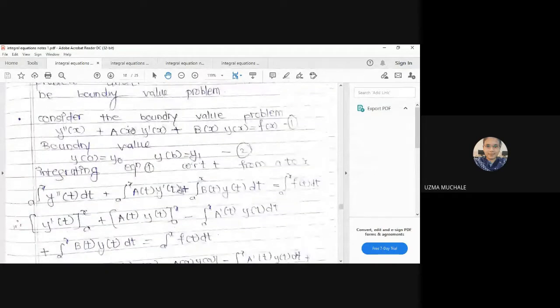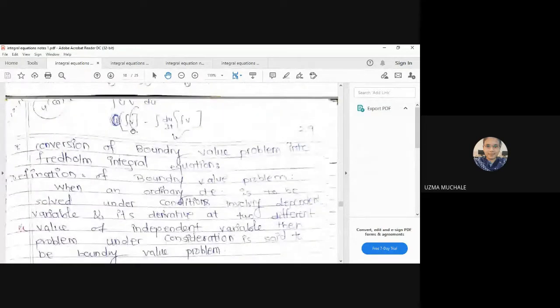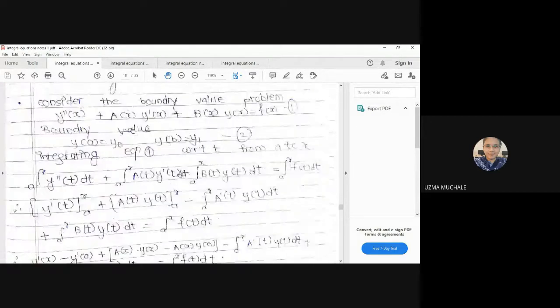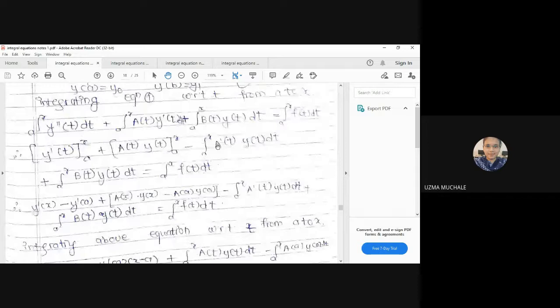The next one we have seen is that a boundary value problem will be converted to a Fredholm integral equation. So what is a boundary value problem? The value of the dependent variable is provided at two different values of the independent variable. Here y of a is given, y of b is given, or it may be y of a, y dash of b. So for this, you have to do a direct integration.